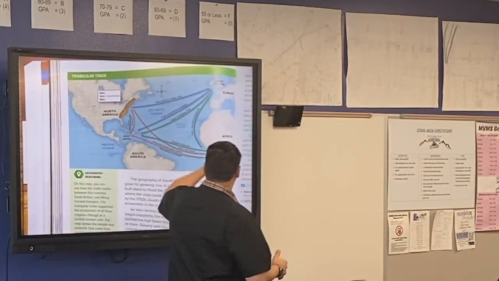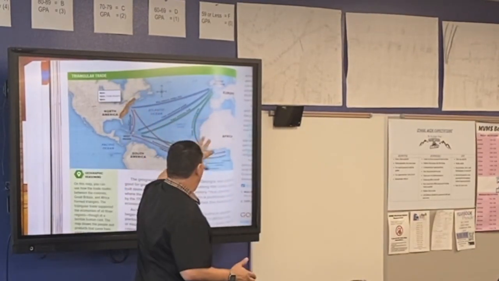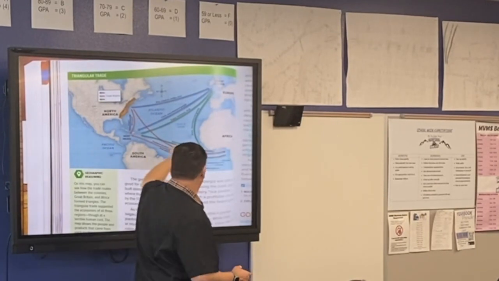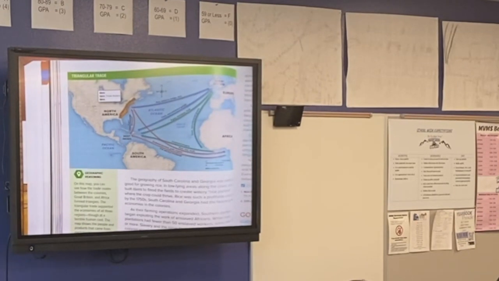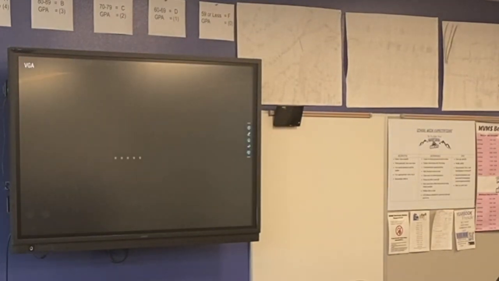And so they start bringing people over here to the Americas, and that becomes known as the triangle trade. This is the Middle Passage right there. And now we've got slavery in the Americas. And specifically, the United States of America had slavery from the very, very beginning.